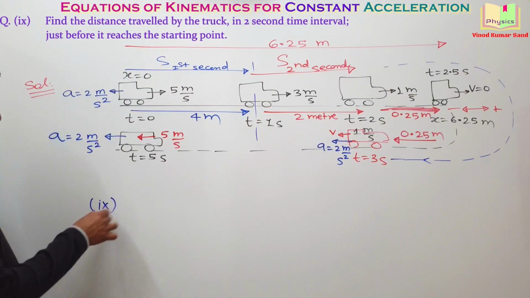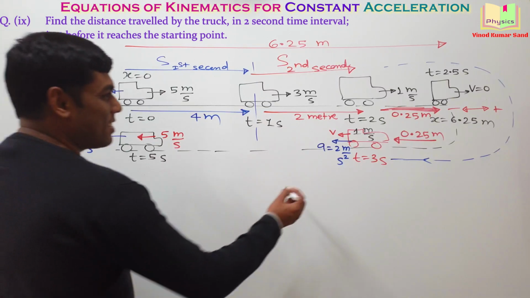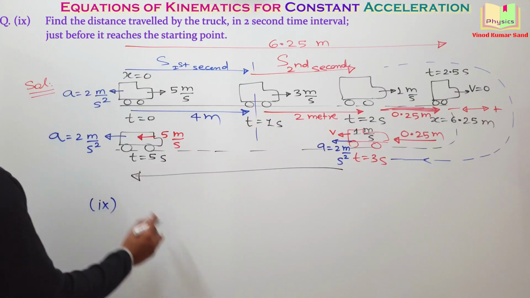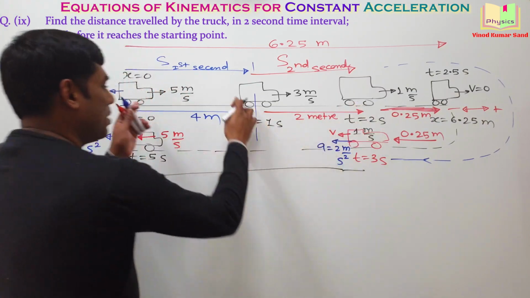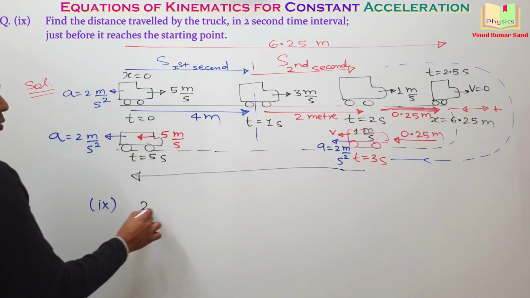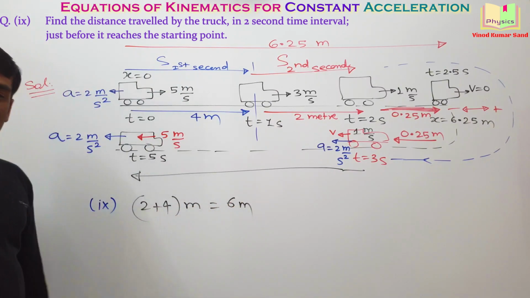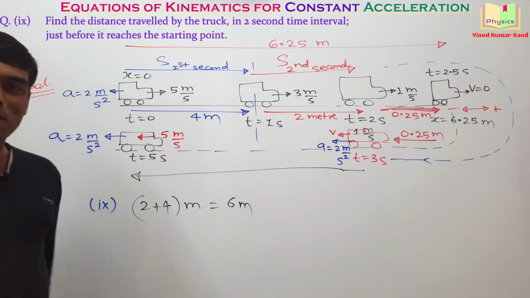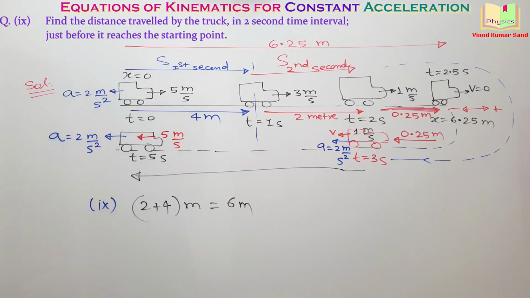Now, the 9th question is a piece of cake for everyone. You need the distance traveled in this time interval. Anyone can easily tell, as the motion is symmetric. This is 2 meter, this is 4 meter. So the answer is 6 meter. I hope you get it. Simple one. No equations are required. Directly you can simplify it. Note it down. Then we'll go for the 10th.